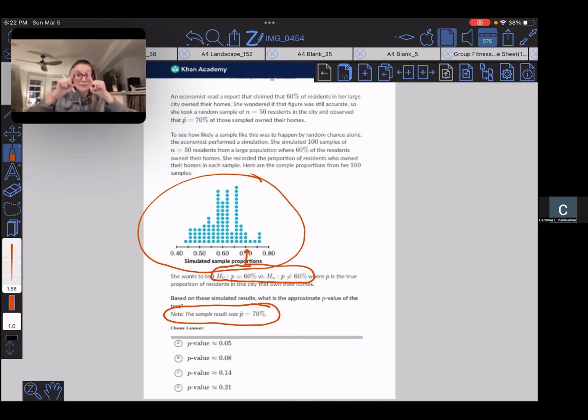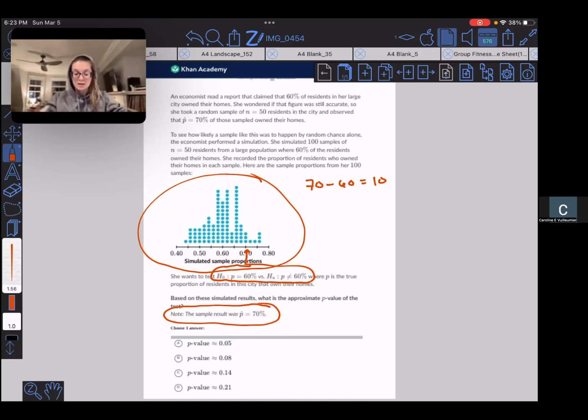And that difference has to go in both directions. So the first thing we want to think about is this: what is the difference between 70, our sample proportion, and 60, our null proportion? 10. So that actually means we are trying to look 10% away from the mean in both directions.